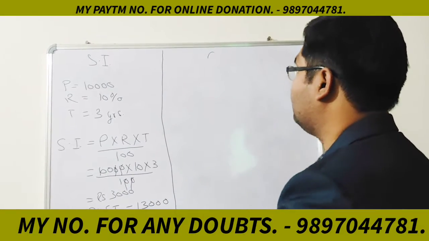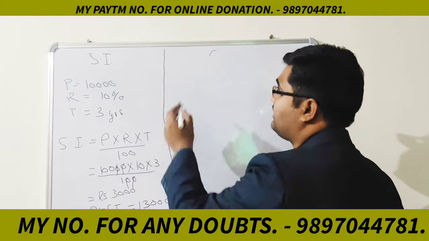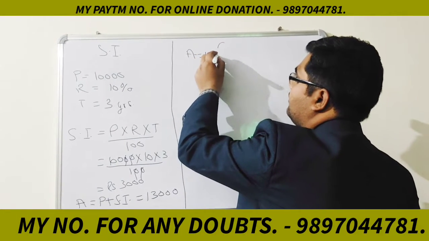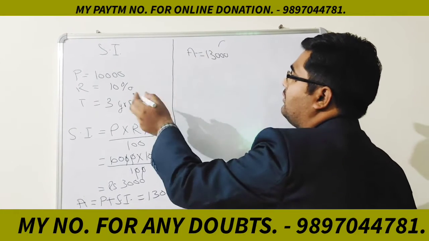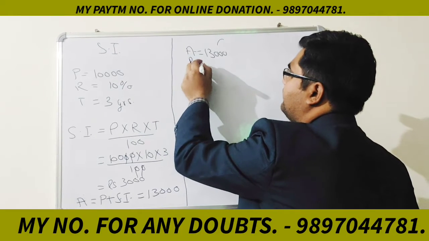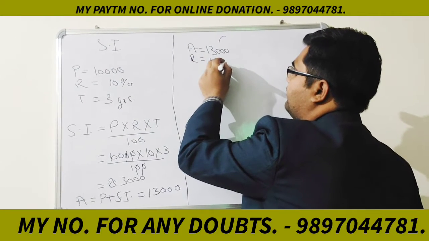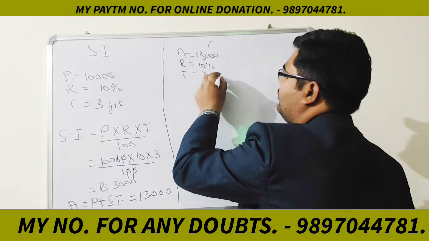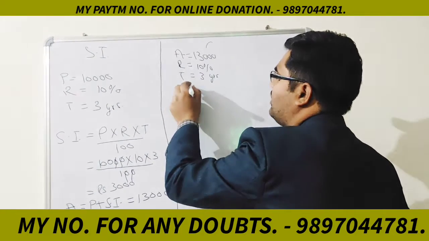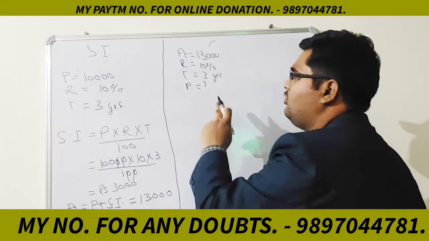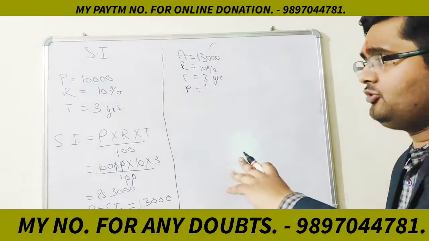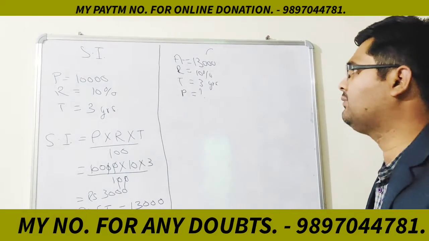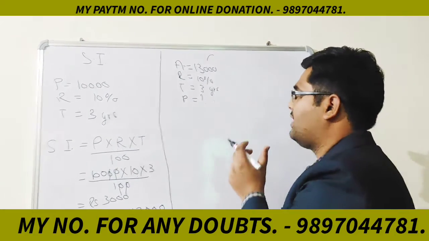So now the question will come like this. Amount is 13,000. Rate is 10%. Time is 3 years. You have to calculate what? You have to calculate the principal. And you know by this the principal should come out to be 10,000. So you know the answer. The 10,000 is the answer, but how will you get that answer?